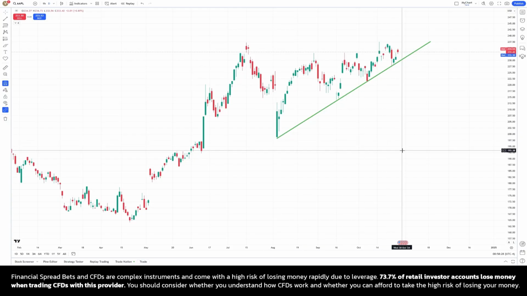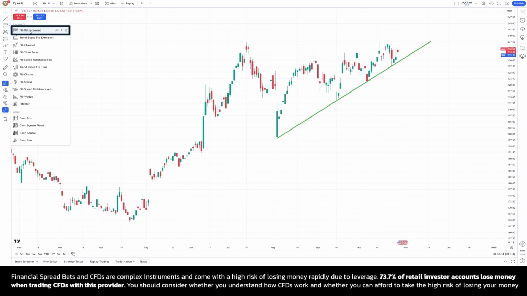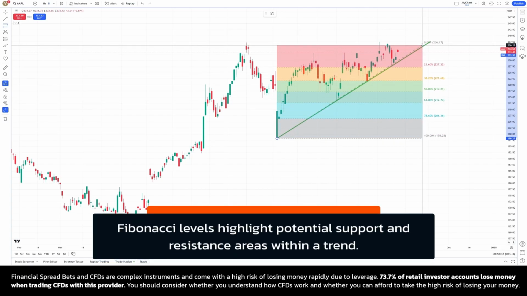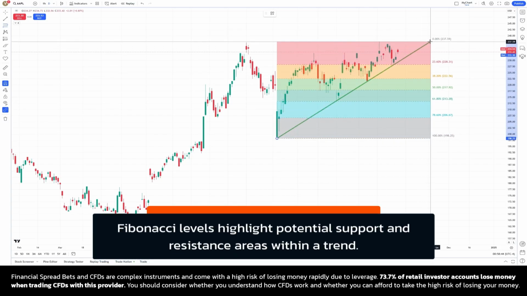Now, adding Fibonacci levels brings another dimension to your analysis. When you apply a Fibonacci retracement, you're mapping potential areas where the price may pull back before continuing along the trend. To do this effectively, start by placing the Fibonacci tool at a recent swing high or recent swing low, depending on the direction of the trend.